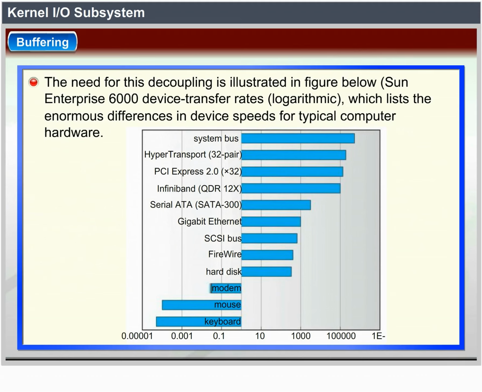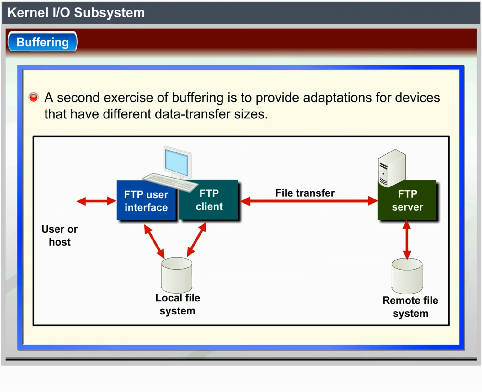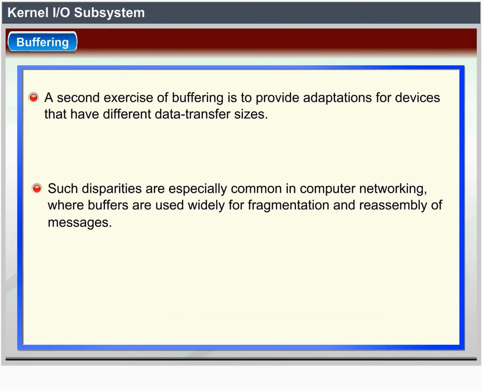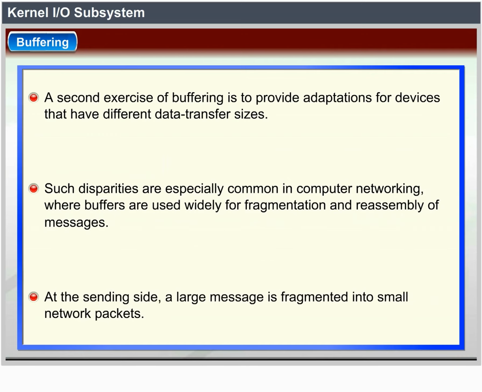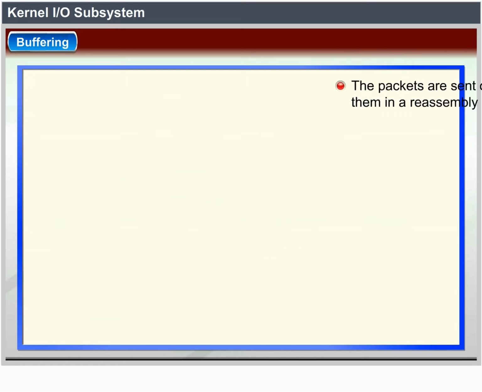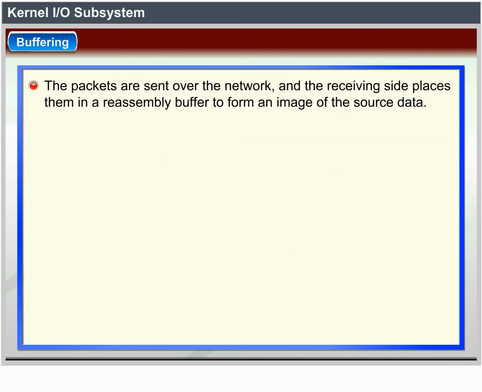A second use of buffering is to provide adaptations for devices that have different data transfer sizes. Such disparities are especially common in computer networking, where buffers are used widely for fragmentation and reassembly of messages. At the sending side, a large message is fragmented into small network packets. The packets are sent over the network and the receiving side places them in a reassembly buffer to form an image of the source data.